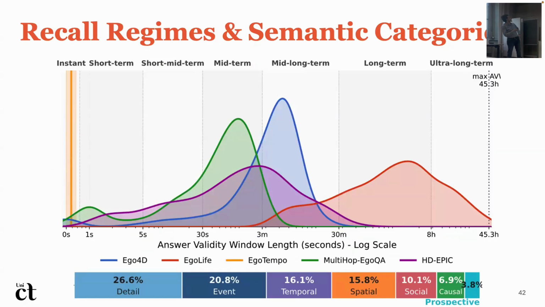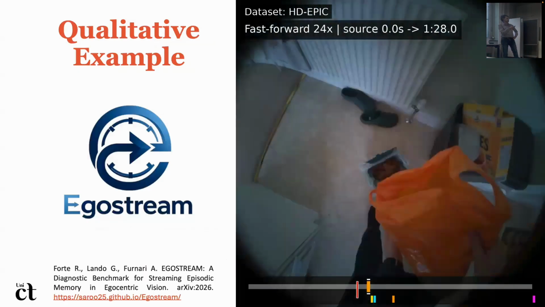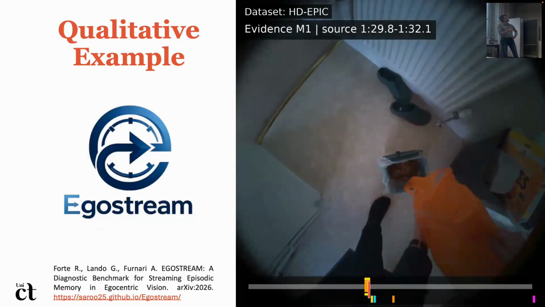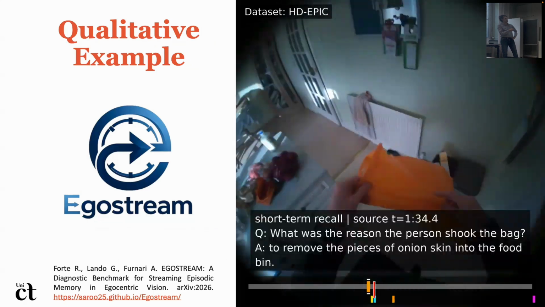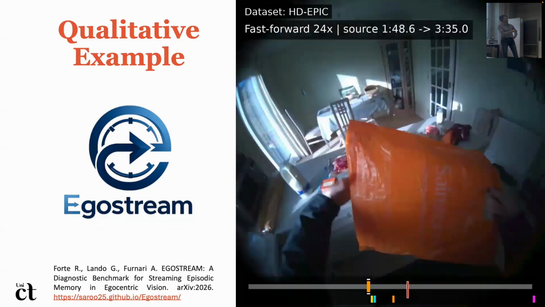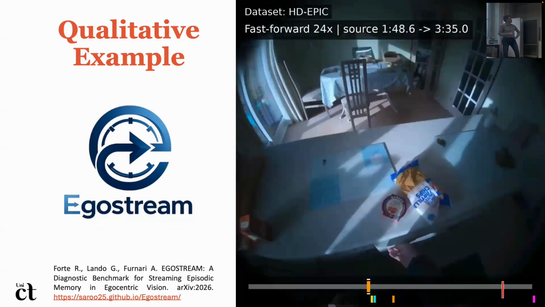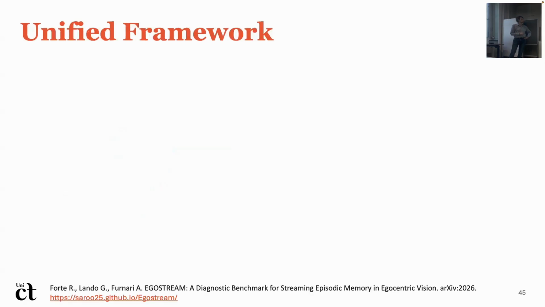Okay, before that, here are some statistics about the distribution of the different classes and also the distribution of the different recall times. This is what you find naturally in the dataset that we started from. And this is also a qualitative example of the annotations. So you watch a video, this is the evidence, and then you ask the question right after the evidence, what is the reason the person shook the bag, and then you ask it after 5 seconds, and I think this is going to be after a couple of minutes, and after a long time. And we check that the answer is still valid there. So this is what our annotations look like, and what the model is supposed to be able to do.